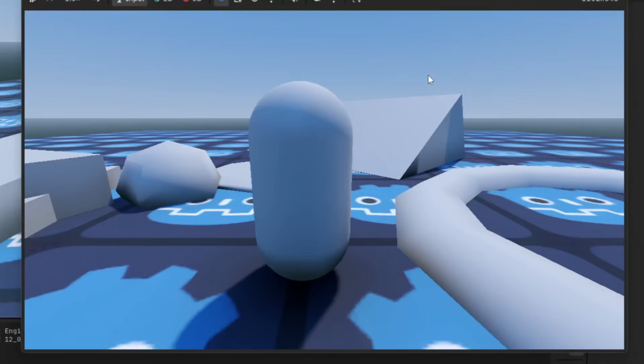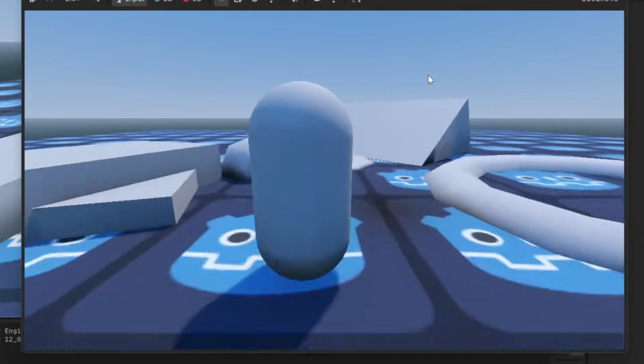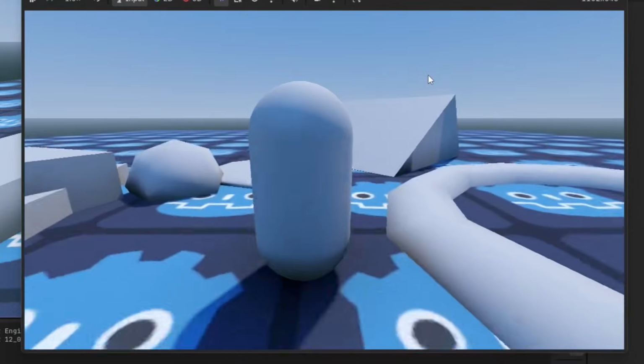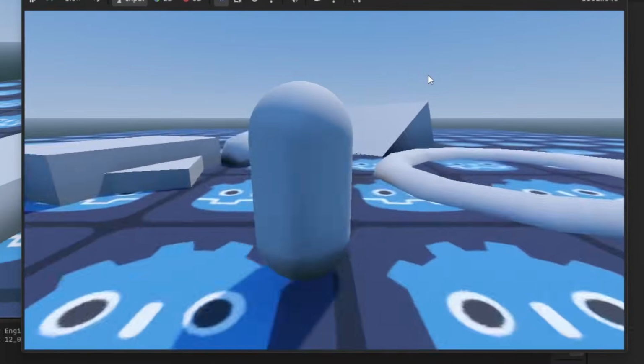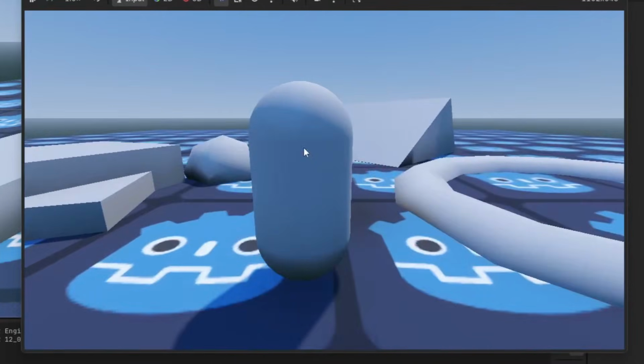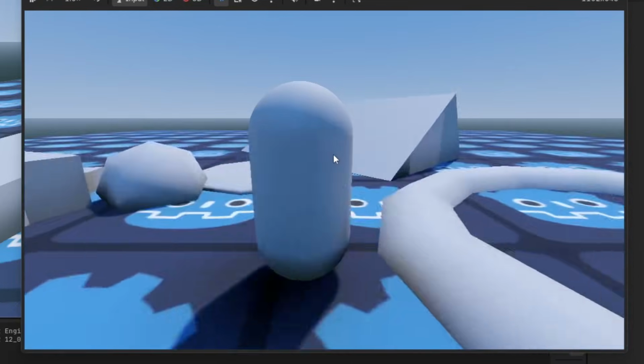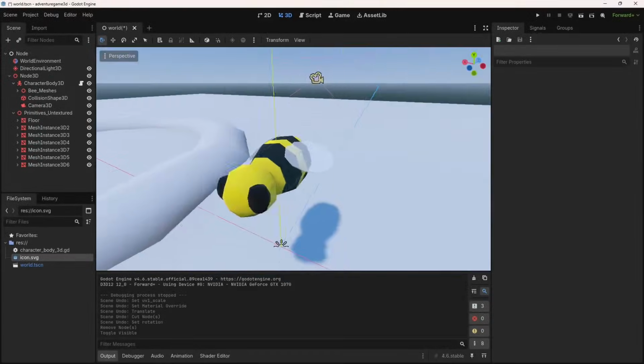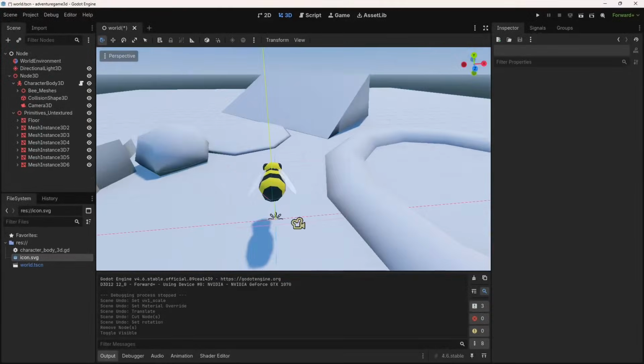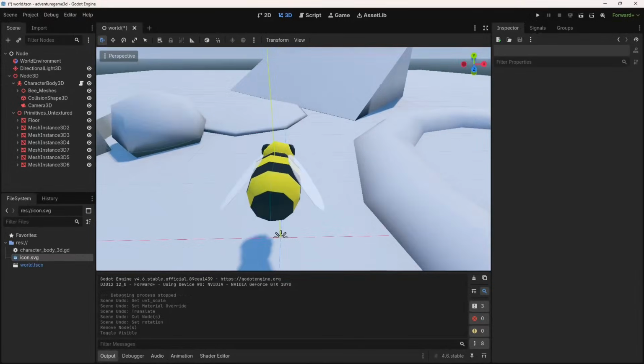So if we hop back into our demo project, this is pretty much what we had last time. So we had a little character body that can move around, just a little cylinder mesh for our actual player, and also a third-person camera that follows us around, but we can't rotate. So if you download the demo project for this tutorial, you'll see it's slightly different. It has a little bee character instead of a cylinder, but everything else is pretty much the same.